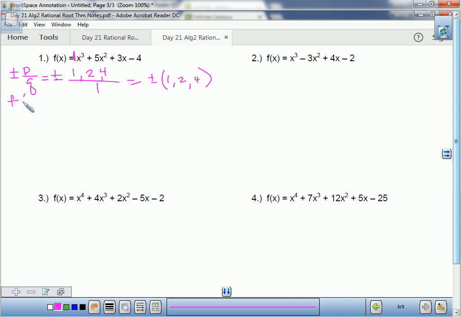Okay, so we need to do f of 1, f of negative 1, f of 2, f of negative 2, f of 4, f of negative 4. Now the first one we get to that gives us 0, we stop. We don't want to do too much work. Okay, so this is how we're going to do it. You guys do f of 1. This row, f of negative 1. F of 2, you guys, negative 2, 4, negative 4.